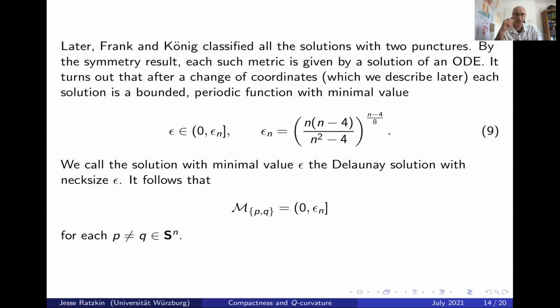And they showed that these solutions corresponding to the 2 puncture metrics are actually parameterized by a neck size, a number epsilon between 0 and some maximum neck size epsilon_n. It's a consequence of the fact that n is greater than 4 that this maximum neck size is actually less than 1. And so in this way, you see that when P and Q are distinct points, this M_PQ, the marked moduli space, is actually a half-open interval.